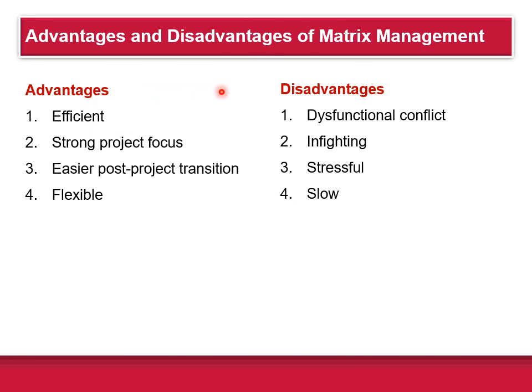So what are some of the advantages and disadvantages of matrix assignment management? The advantage is it's very efficient and it has a very strong project focus. It's easier to do post-project transition. People are already working in their divisions. They just go back to what they were doing. And it's very flexible. The disadvantage is you have some dysfunctional conflict between the project managers and the functional managers. You have a lot of infighting at times. It's very stressful. And it can be typically slower.